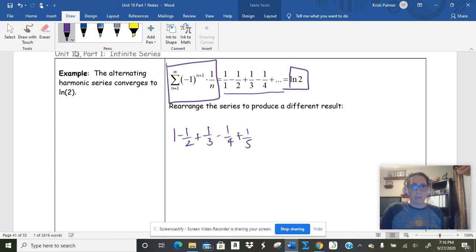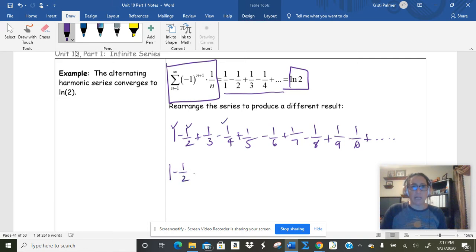Plus 1/5, right? Minus 1/6, plus 1/7, minus 1/8, plus 1/9, minus 1/10, and we keep going. Okay, so I'm going to rearrange. And the way I want to rearrange is do a positive. So take that. I'm just going to rearrange the way I add. And then I'm going to put this one and this one down.